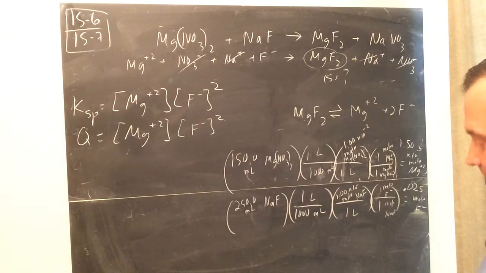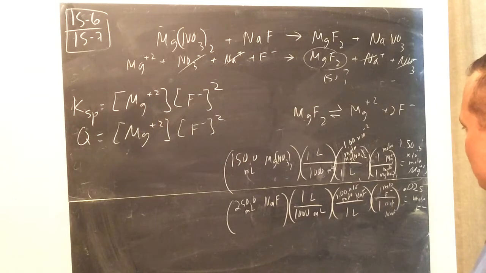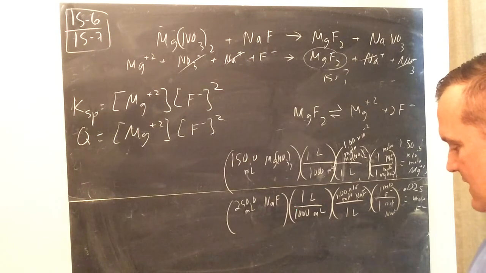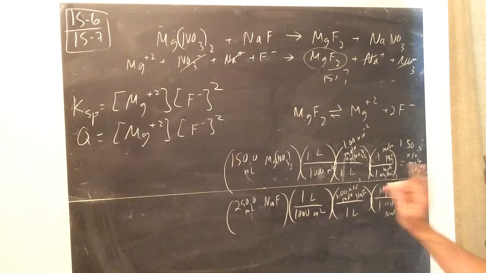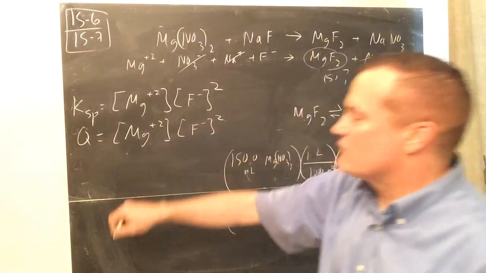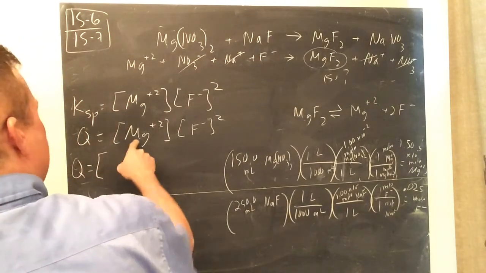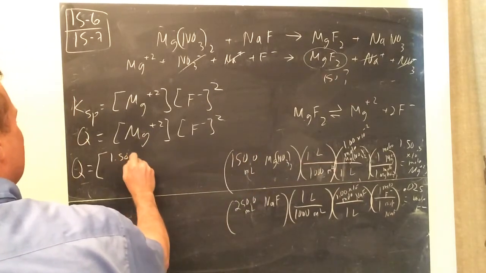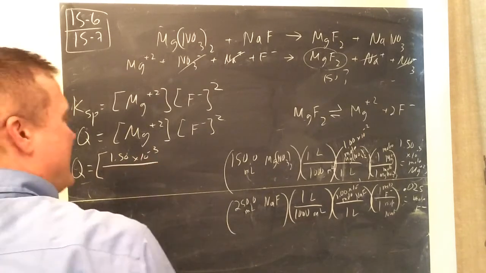So 150 times 1 times 10 to the negative 2 divided by 1,000. Yes, 1.50 times 10 to the negative 3. That's correct. And 250 times 1 times 10 to the negative 1 divided by 1,000 is 0.025, and that's correct. Okay, what am I going to do with these two numbers? Now I'm going to go over to Q. Q is equal to, remember, molarity is mole per liter. So for magnesium, the moles are 1.50 times 10 to the negative 3. But how many liters do we have?